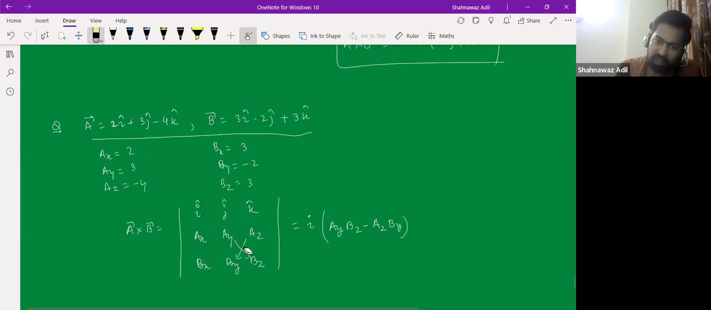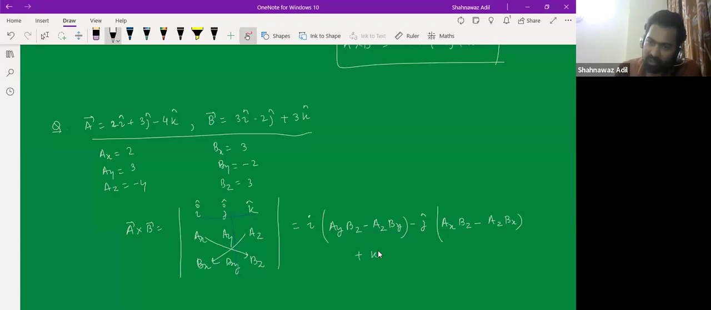And then we take another one. Then we take j. So this one discarded and this one discarded. So what is remaining? This one and this one. So minus j is always written, the middle one is always written with minus. So minus j hat, and AX BZ minus AZ BX. And then last one plus k hat.